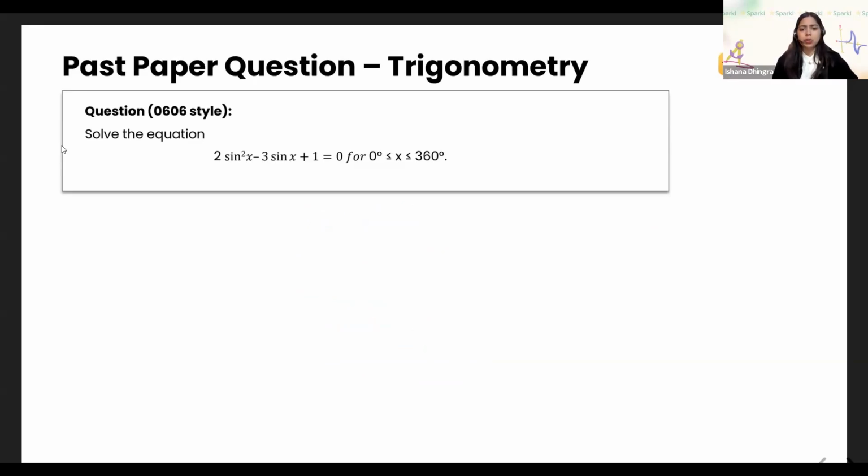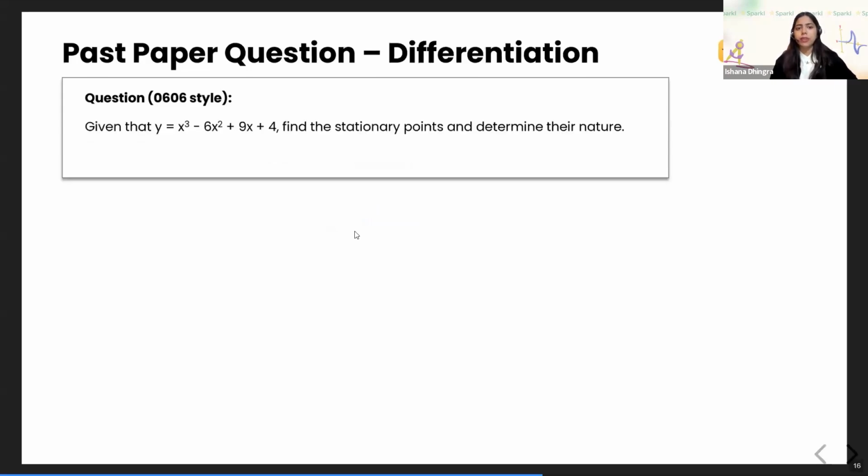Okay, let's see if we can do a question from a different topic. Differentiation. Can anyone who has not answered till now tell me what would be the first step here? Anyone from additional math? Alex, Niranjan, differentiate the equation. Correct? So let's differentiate it together.